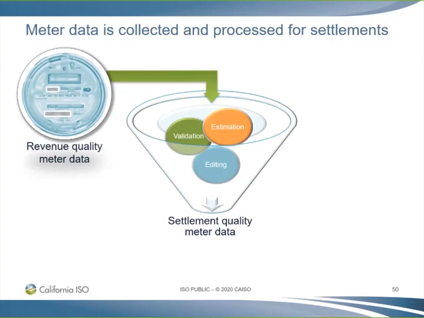Raw meter data is acquired directly by the ISO, and the goal is to turn that raw or revenue quality meter data into settlement quality meter data by putting it through the process, which is validation, estimation, and editing. Settlement quality meter data is acceptable for entities external to the ISO, and an annual self-certification process is in place to ensure that metering is accurate.